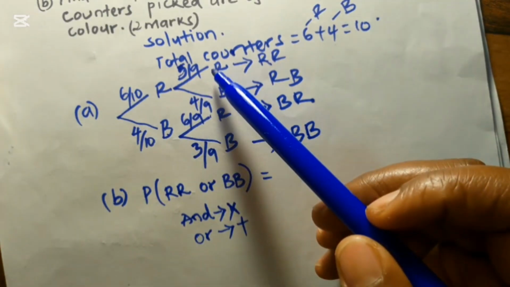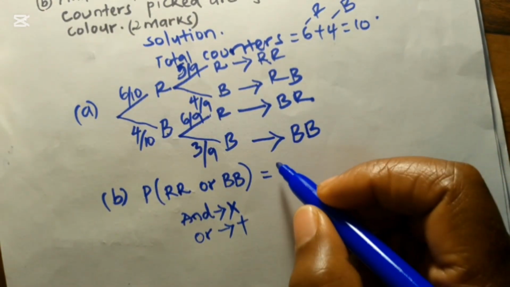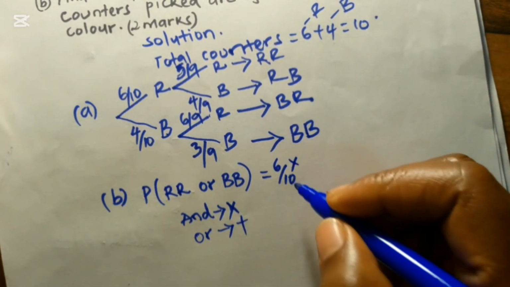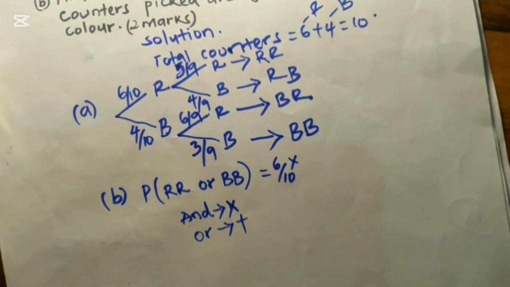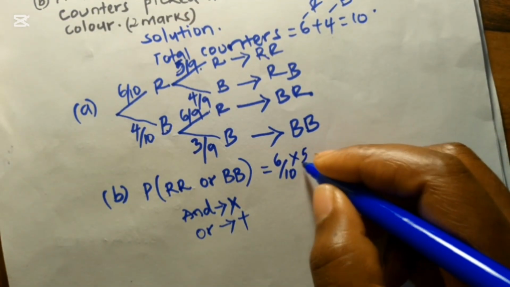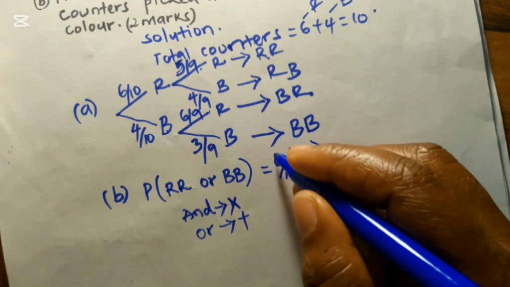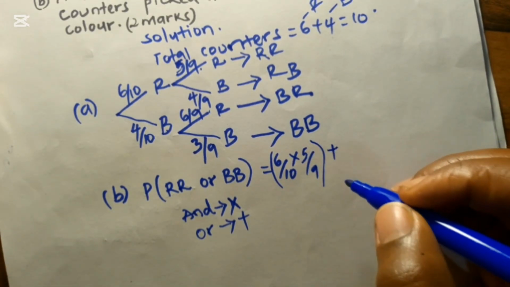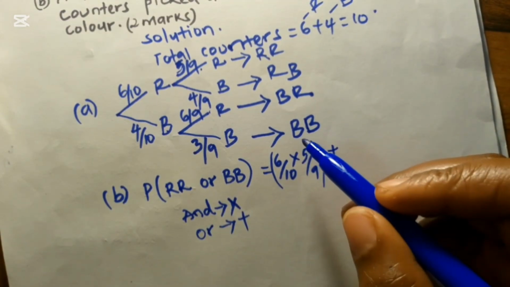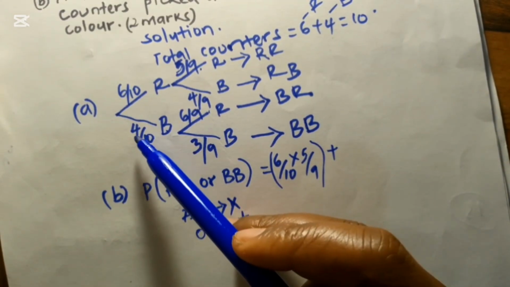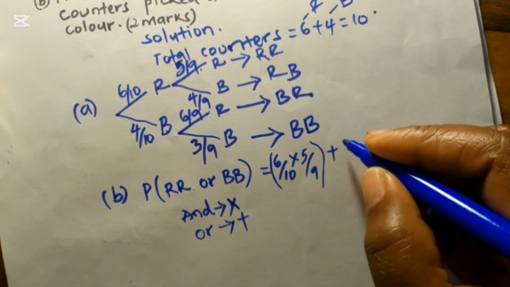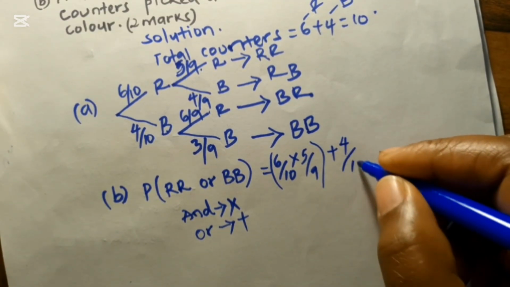Red and red. So it is 6/10 times red again, 5/9. Then you enclose that in brackets, plus, because of "or", a blue and a blue. So blue 4/10 times 3/9.